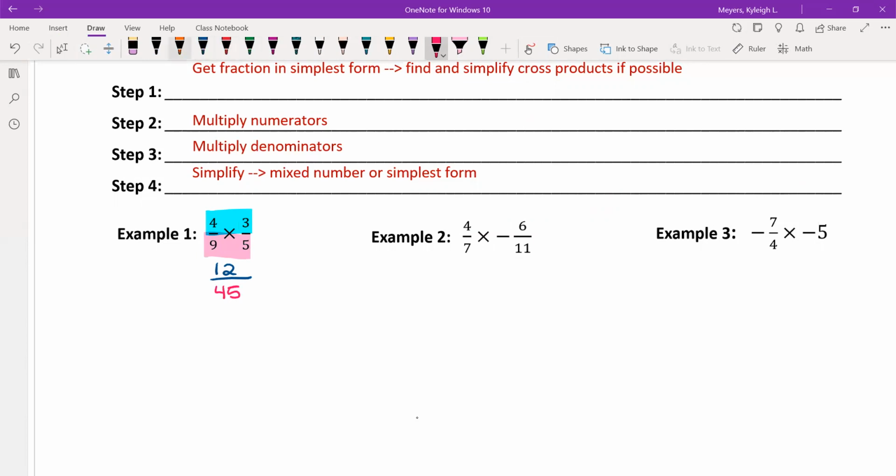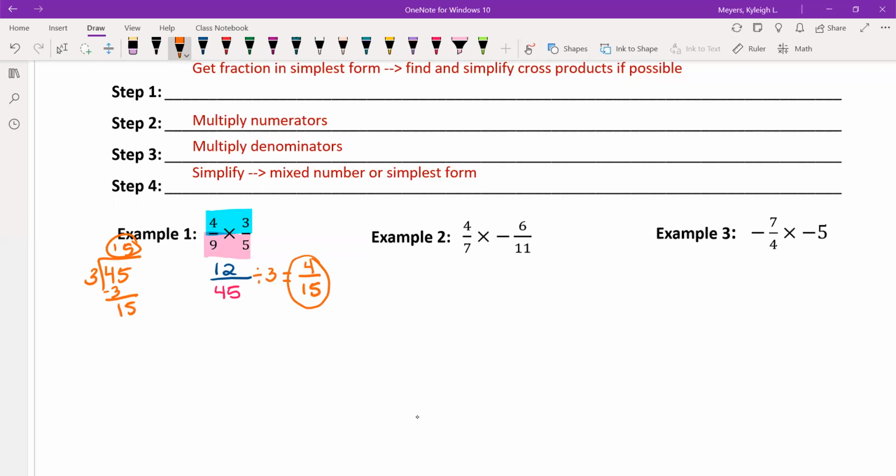What can we divide them both by? We can divide them both by, not by 2. What about 3? Hopefully you're thinking, yes, I could divide them both by 3. 12 divided by 3 is 4. And if you don't know what 45 divided by 3 is, we could do a quick long division. Goes once, and then 5, so that's 15. So our answer is 4/15.